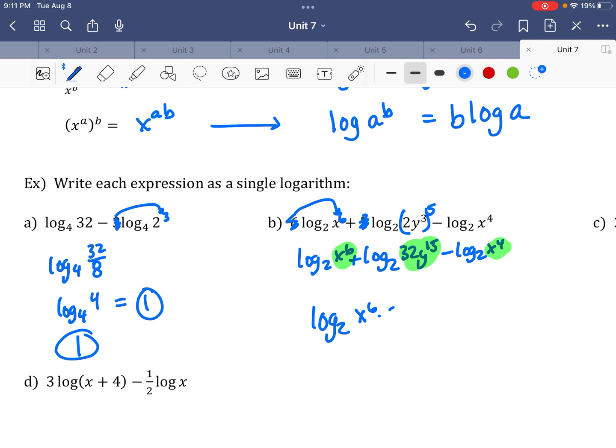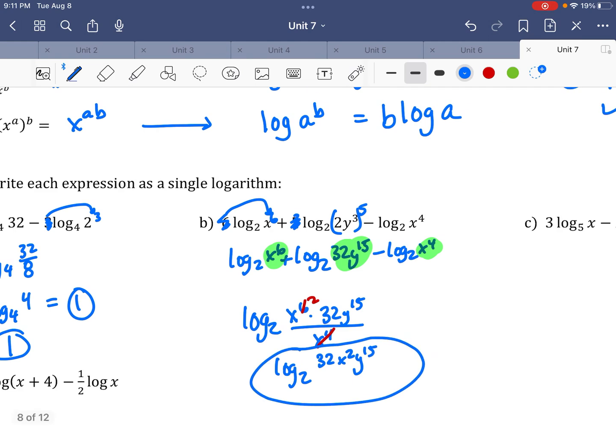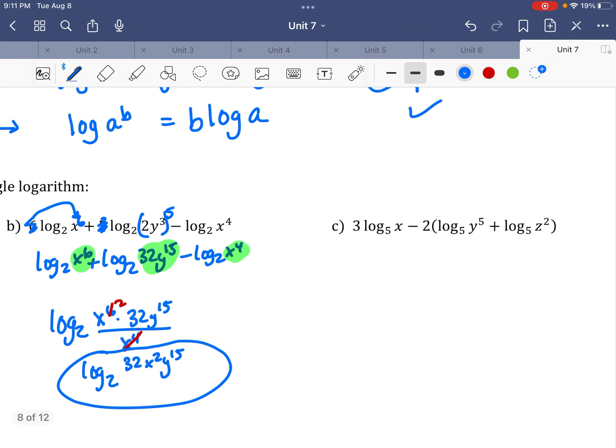So I have x to the 6th, plus, so that's times 32, y to the 15th, and then the minus is divided by, so divided by x to the 4th. So when I'm done here, let's just reduce these. X to the 6th and x to the 4th. This makes 2. And I think I'll just write my answer. Log base 2, I'll put 32, x squared, y to the 15th. And that's it. I don't have a denominator.